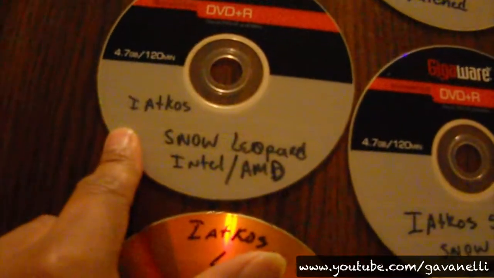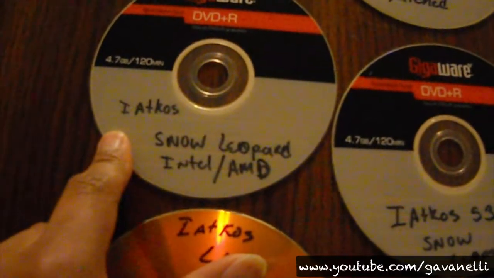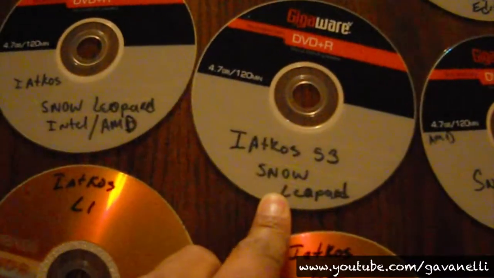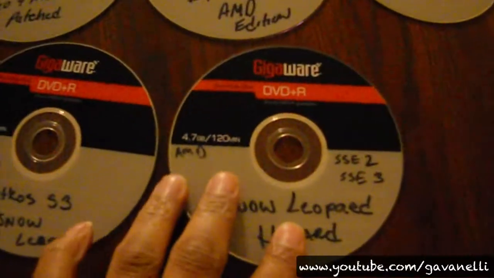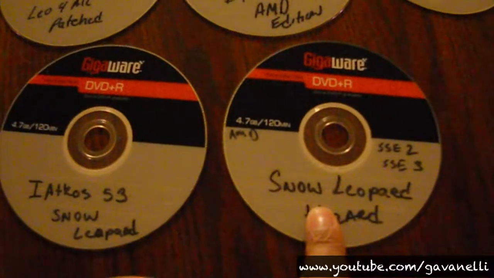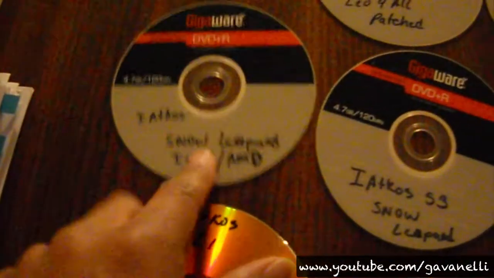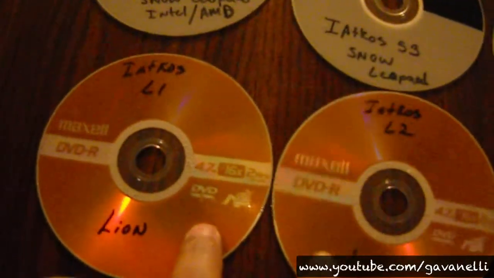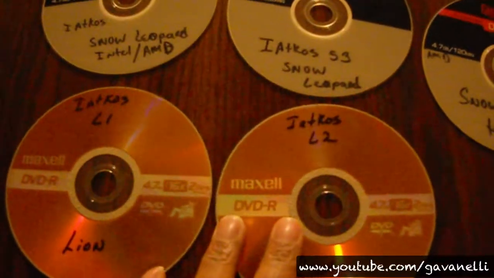Then we got the Snow Leopard row, all right? Iacos S3 for Intel and AMD. Iacos S3, Snow Leopard, this is just for Intel. And then we got this one from Hazard. I think this one was the first one to work for me. And then after I figured out what my problems were, I went back to Iacos. I kind of like Iacos S3 a lot better than I do Hazard. Hazard is good. I just prefer this one. And then finally, Iacos L1, L2. Great distros. Depending on the hardware you have, it's kind of a little shaky.